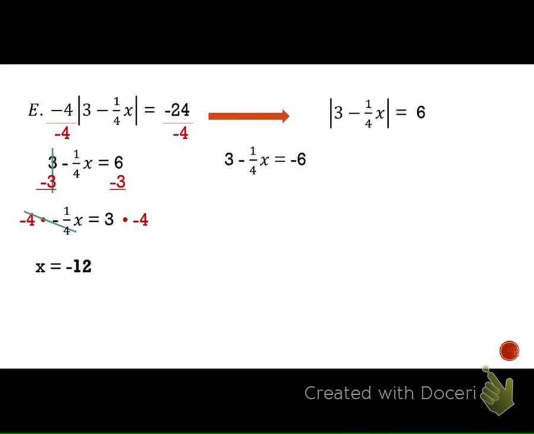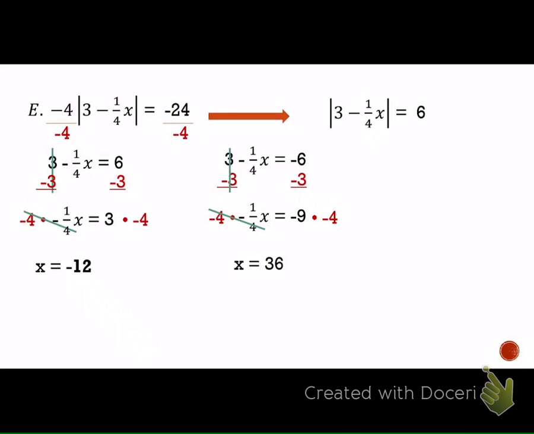All right, what about the second equation? Subtract 3 from both sides. What is negative 6 minus 3? Negative 9. So I have negative 1/4 x equals negative 9. Then what? Multiply both sides by the reciprocal, which is still negative 4 over 1, or just negative 4, which gives me a positive 36.